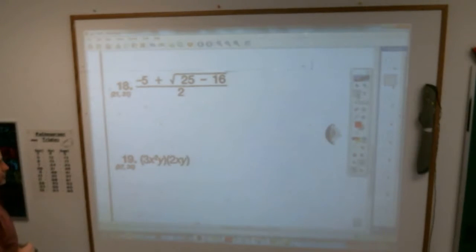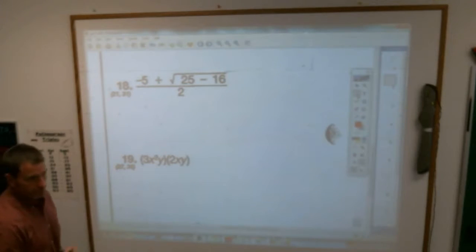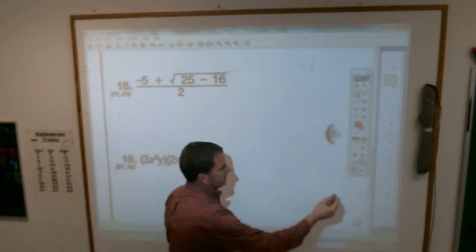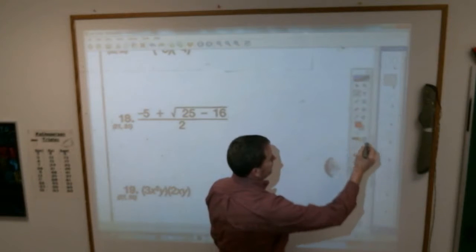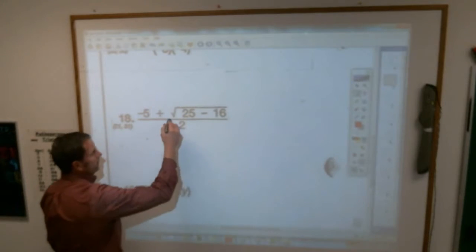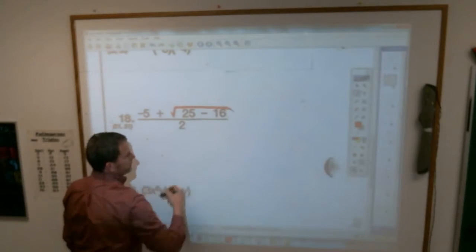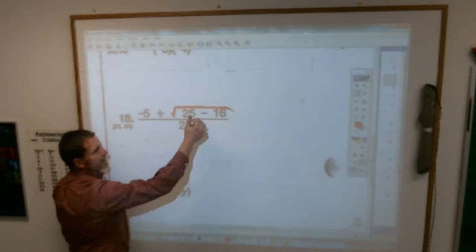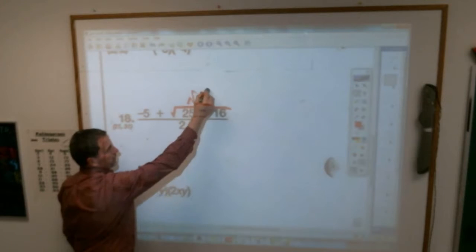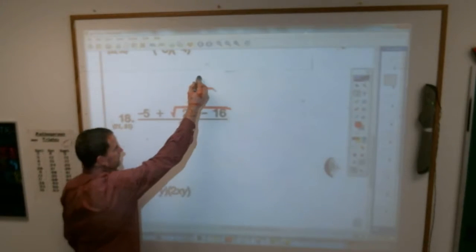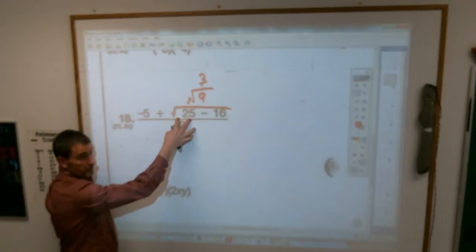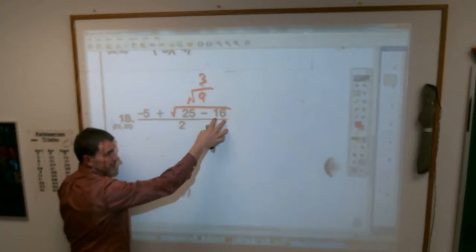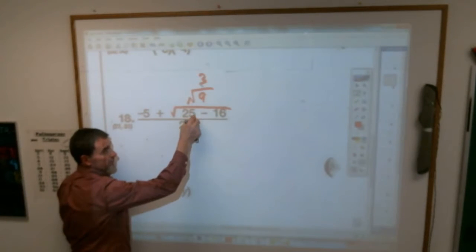Negative 5 plus the square root of 25 minus 16, all over 2. Here's the deal, children. First of all, you have a couple of different sets of grouping symbols there. The first one being this. You need to simplify this whole thing. What is 25 minus 16? 9. And then the square root of 9 is 3. You are not allowed to take the square root of this and the square root of that and subtract them. You have to do what's under that grouping symbol, combine it before you take its square root.